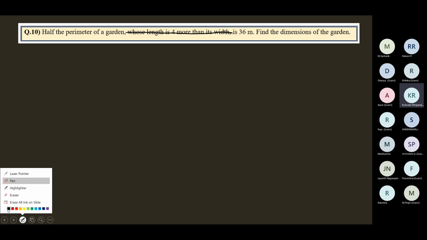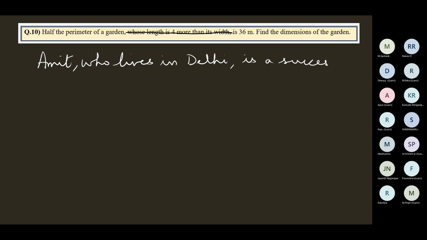In English, you come across sentences like this. For example, Amit, who lives in Delhi, is a successful businessman. Here, two things about Amit are given to you: Amit lives in Delhi and Amit is a successful businessman. Two things are given to you in one sentence.